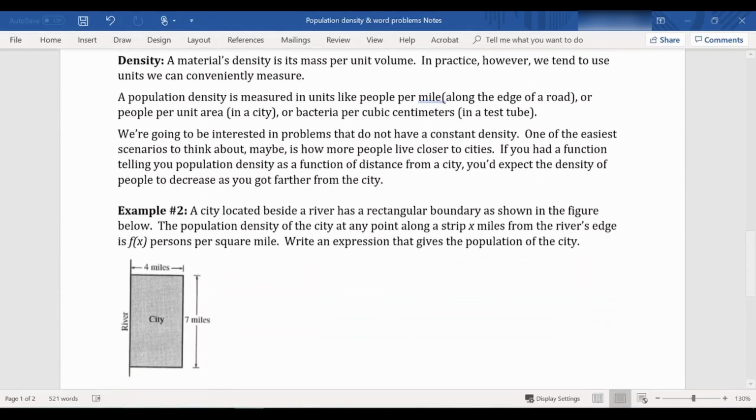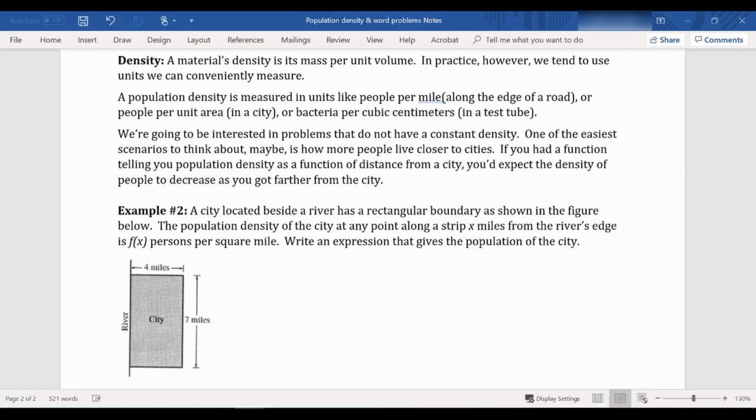So the last part of today is going to be looking at population density. When you're thinking about density, you're thinking about how many units are in a certain area, usually. So for example, for a material's density, it's mass per unit volume. The questions that AP likes to give you is population density.